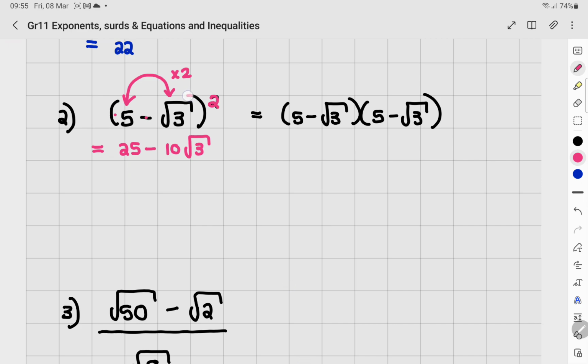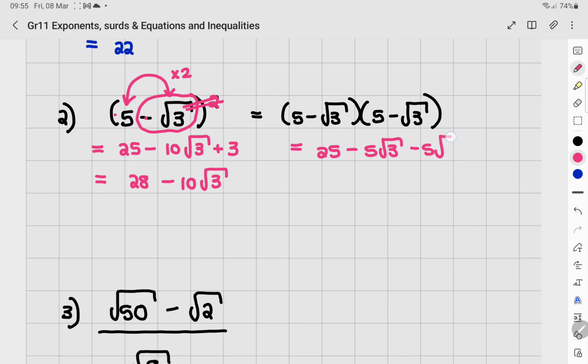And now we've got this last part: a negative to the power 2 is a positive, and the square root of 3 squared basically cancels out, which gives you 3. So 25 plus 3 is 28, minus 10 square root of 3. And that is your answer. If that was a bit hard for you, you can rather just FOIL it out as normal, 5 square root of 3 plus 3, and simplify that, and then get your answer as well.